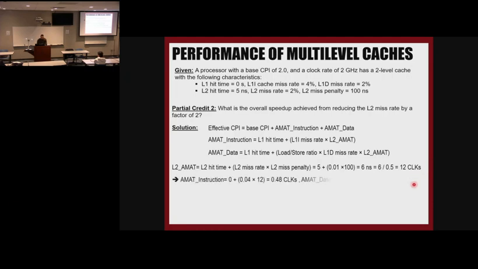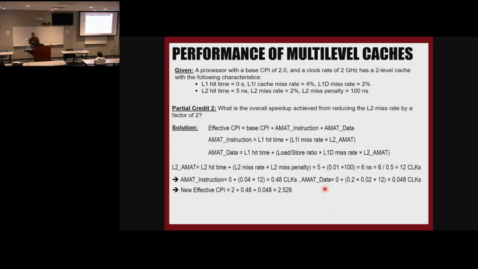Now if you want to calculate the AMAT instruction using the same relation, you get 0.48 clocks for AMAT instruction and 0.048 clocks for AMAT data. If you add them, this is what you get, 2.528. And what would be the speedup?